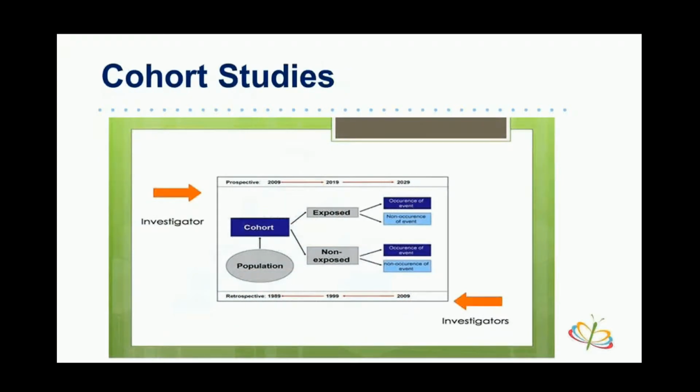And so what a cohort is, it's a population. In this case, it's a population of children who are either exposed or not exposed to certain medications. And what you look for in each group is whether they end up developing a certain outcome, in this case, allergy, for our study.